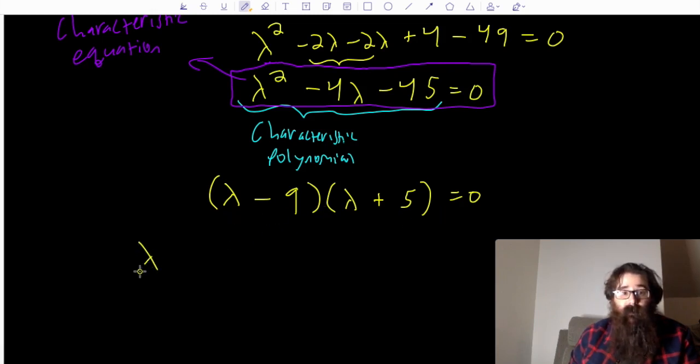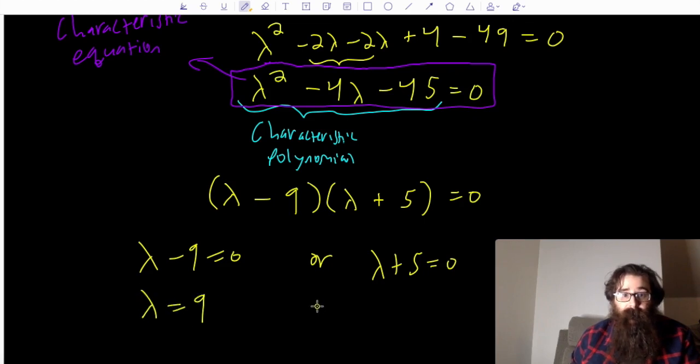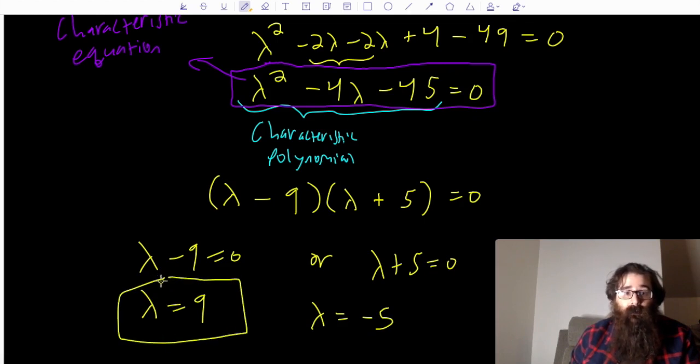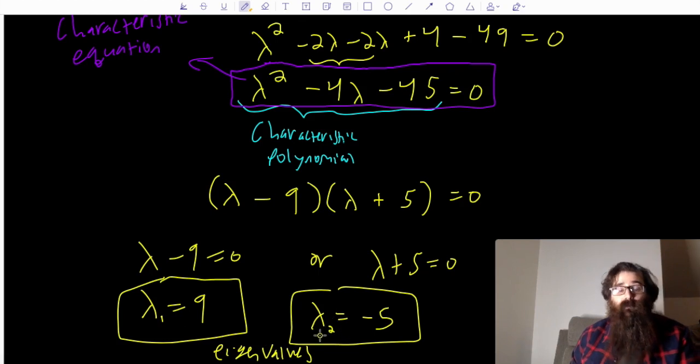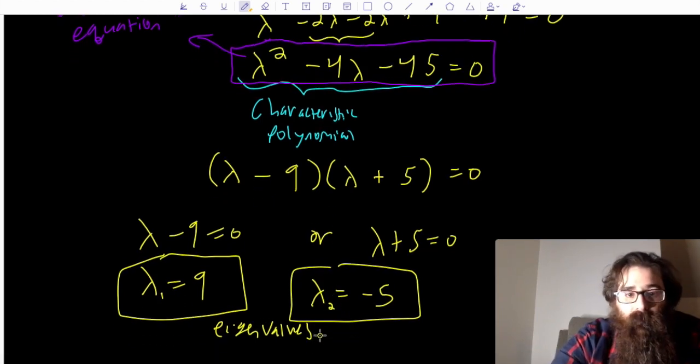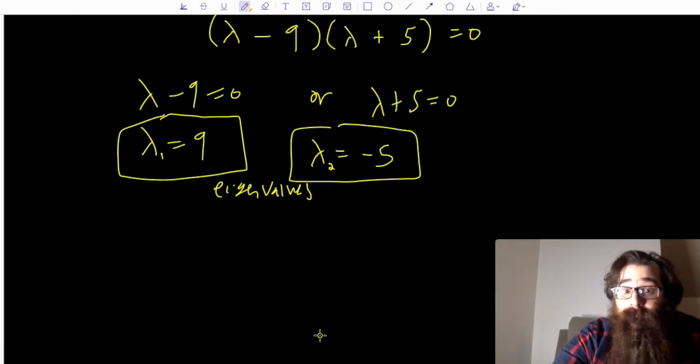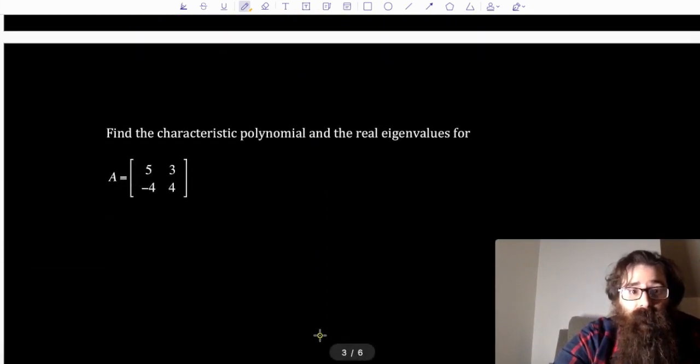So this means either lambda minus 9 equals 0, or lambda plus 5 equals 0. And solving this, I get lambda equals 9, and lambda equals negative 5. And these are my eigenvalues. These are my real eigenvalues. And I like to give them nicknames: lambda sub 1, lambda sub 2. So those are my eigenvalues. And that's how we find them. Right? We force that determinant equal to 0.